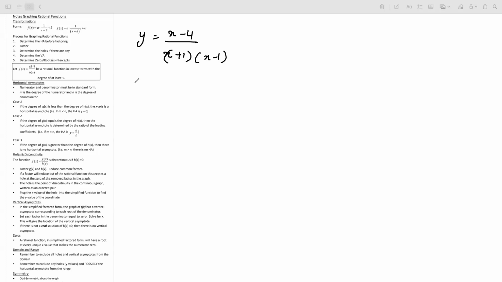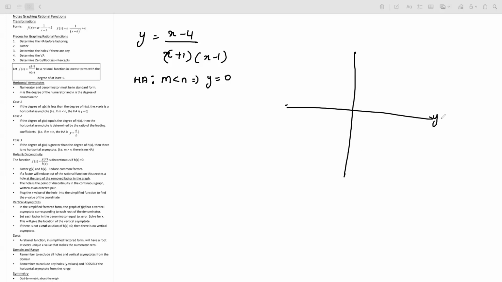So here, how do you find the horizontal asymptote, guys? The degree of the numerator is less than the degree of the denominator. So is it zero? Yeah, y equals 0. So now y equals 0 is our horizontal asymptote. Then, what did we find next? Holes and discontinuity. Are there any holes or discontinuities? Is any factor cancelled? No, so none.